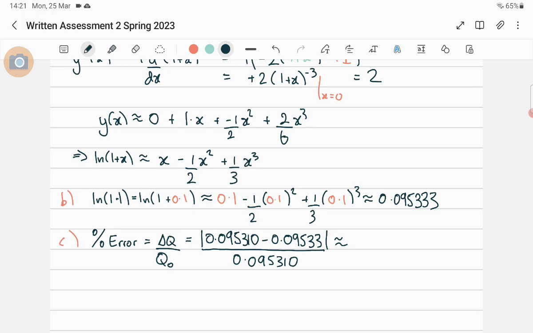It's tiny. 0.0000, and it only wants one significant figure. And if you multiply that by 100%, you'll get it's absolutely tiny. So it's very, very accurate at that value of x.